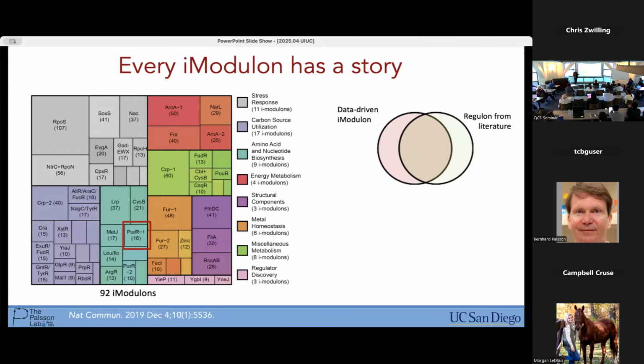coli and how it behaves onto the conditions that I have. Now I have about 6 times more conditions and I have more iModulons. You can't see the signals unless you have an expression profile under which that signal is active.